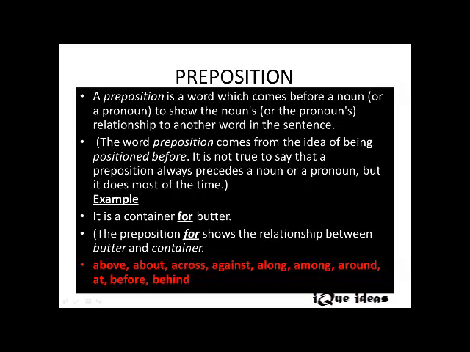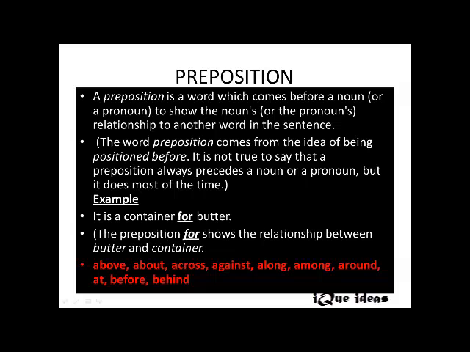P stands for preposition. A preposition is a word which comes before a noun or a pronoun to show the noun's or the pronoun's relationship to another word in the sentence. The word preposition comes from the idea of being positioned before. It is not true to say that a preposition always precedes. Precedes means to come before a noun or a pronoun, but it does most of the time.